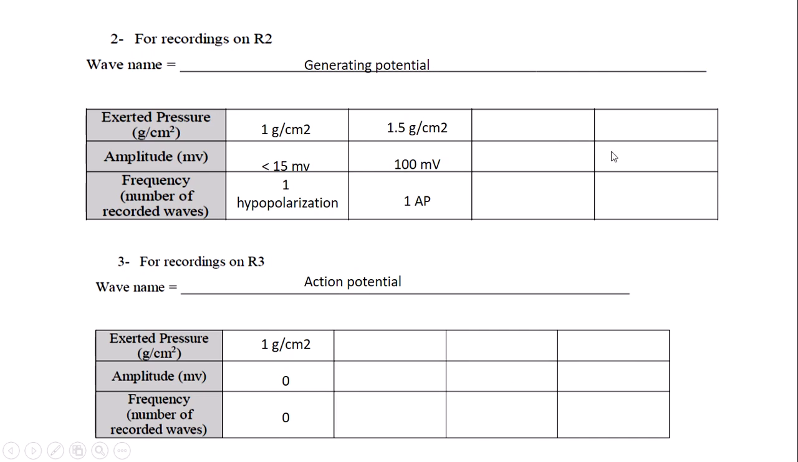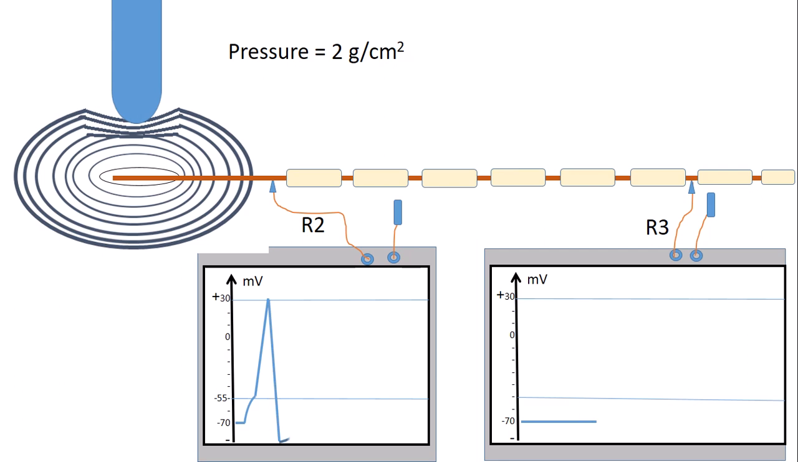So let's record the data. The pressure now is 1.5, it has been increased. The amplitude is 100 millivolts with 1 action potential or generating potential, and the same thing here. Great, so we reached the threshold. It's remarkable, it's interesting, but we've seen it before. Let's increase the pressure even further. So now 2 grams per centimeter square.